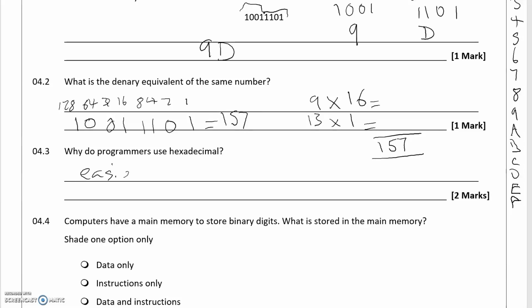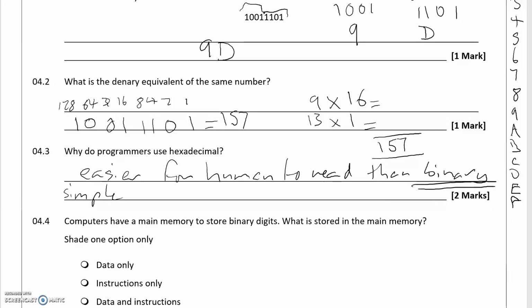The second thing is that it's more compact to look at, so it's easier for a human to interpret, easier for a human to read than binary, very important, the second part. Okay, and then simple to convert to binary gets you the expansion for the full 2 marks.